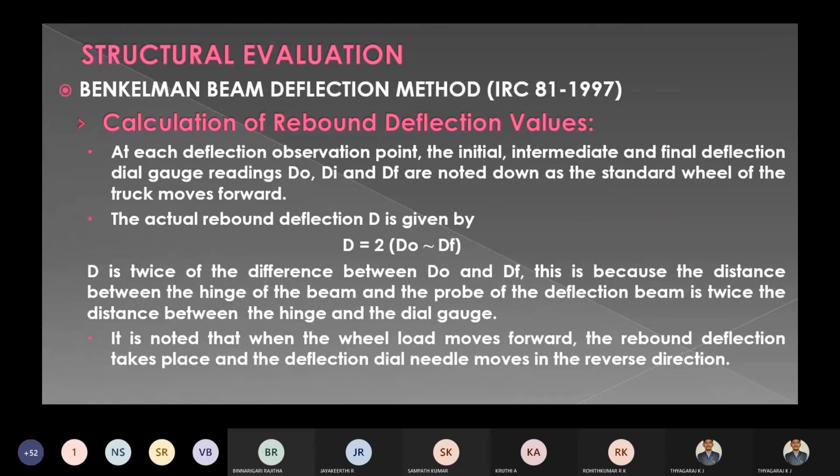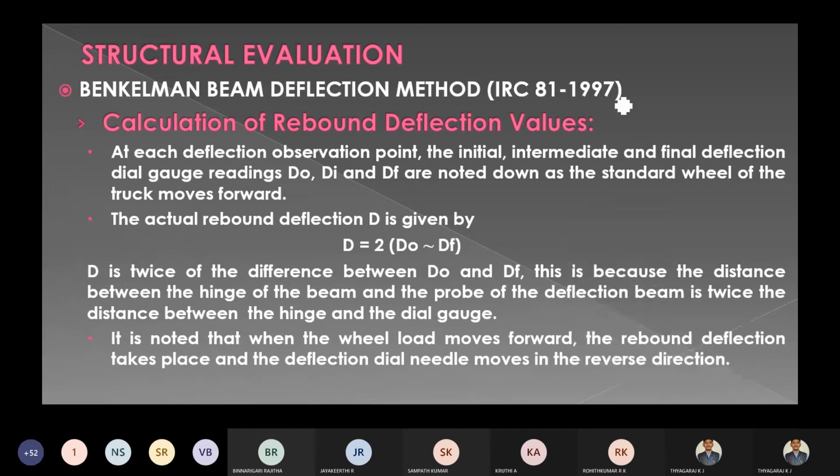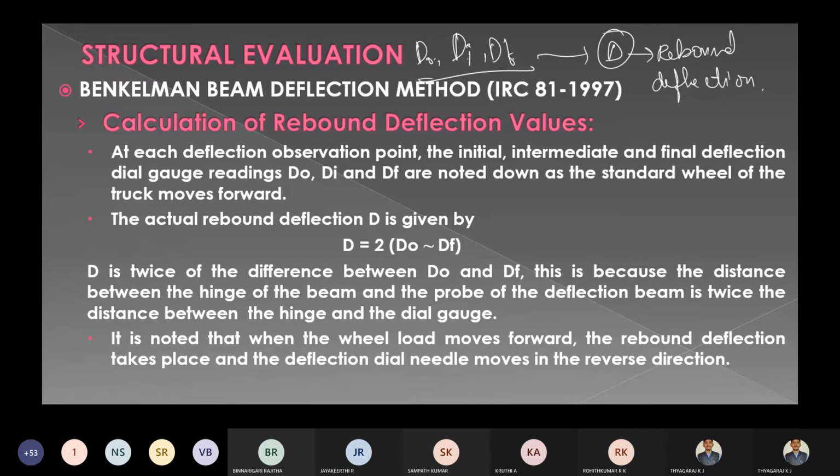Then comes the calculation of rebound deflection. In this, we have noted down the DI value, the intermediate value, D naught the initial value, and DF the final value. Now we have to calculate the deflection. We require only one deflection value, not D naught, DI, and DF. This is called the rebound deflection.